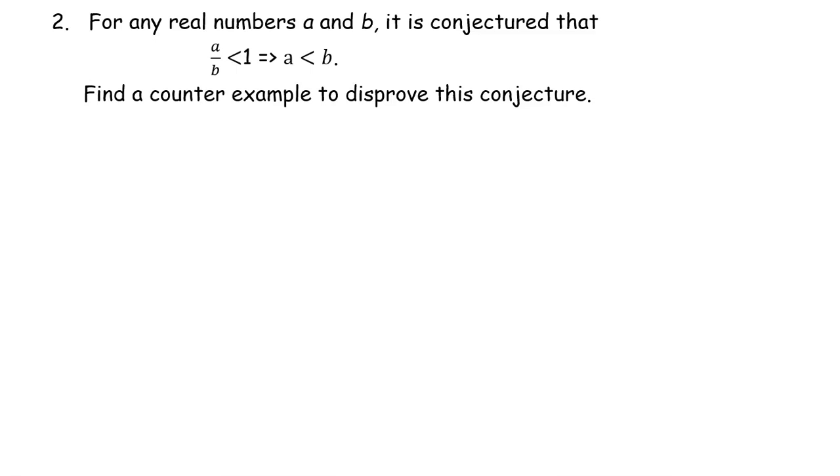And again, I'm going to go back to this idea of working with negative numbers. If I were to state that a is equal to 1 and b is equal to negative 3, what that would mean is that a over b is 1 over negative 3, which is less than 1. So this initial part of the conjecture holds. So that a over b less than 1 part of the conjecture holds.